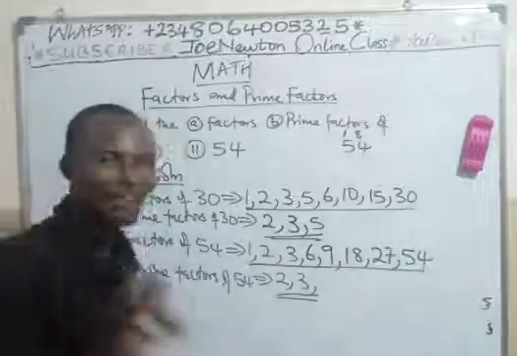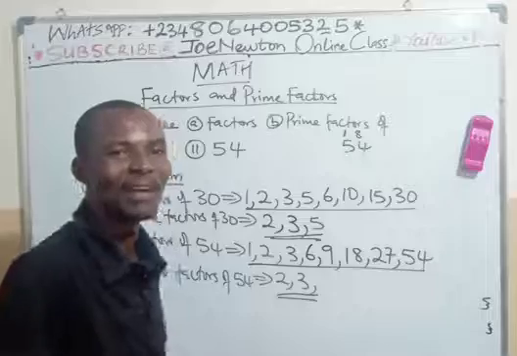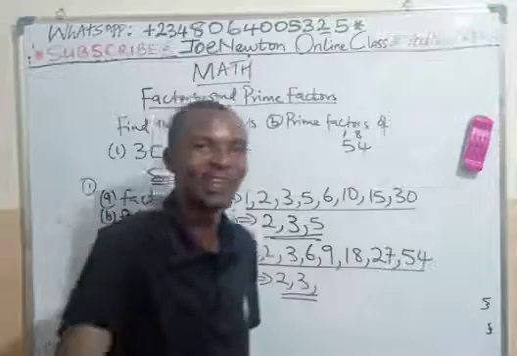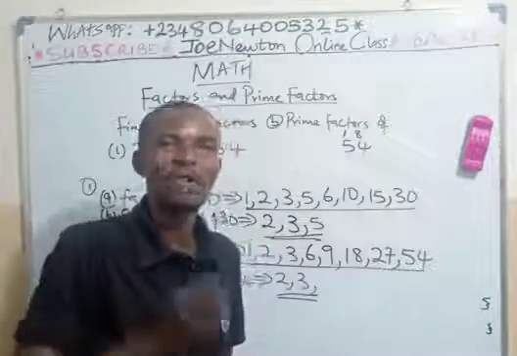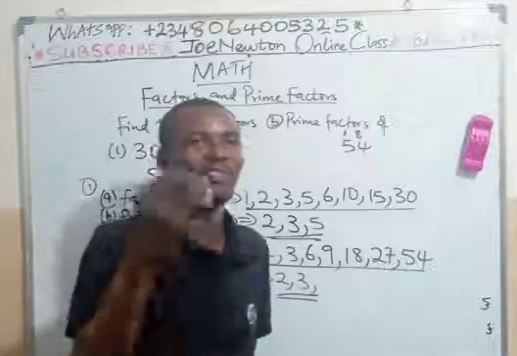So those prime numbers among the factors of a number are called the prime factors of that number. And I've told you that a prime number is a number that has only 2 factors, only 2 numbers that can divide into it without remainder. That is 1 and itself.